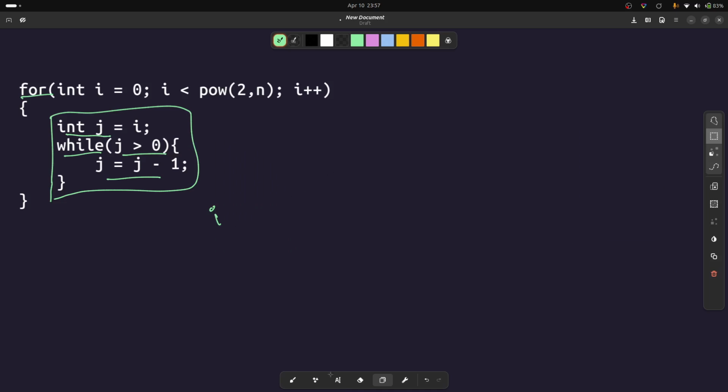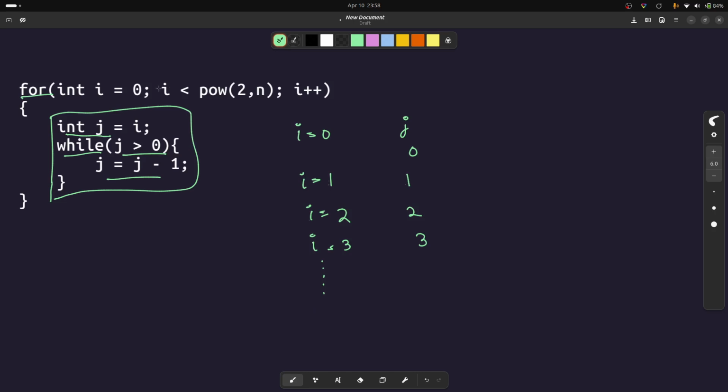Okay, now let's do it. For I is equal to 0, the J loop runs 0 times. For I is equal to 1, the J loop runs 1 time. I is equal to 2, the J loop runs 2 times. I is equal to 3, the J loop runs 3 times. This keeps on going until the last value of I.